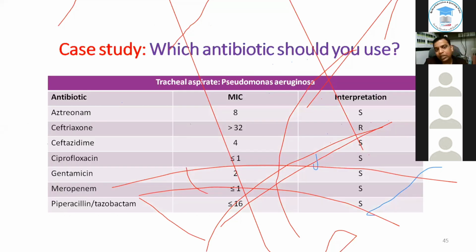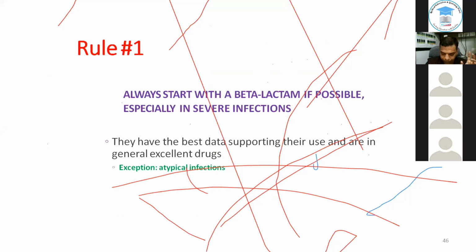Now, let's take another case study. For this Pseudomonas aeruginosa obtained from a tracheal aspirate, there might be many sensitive and resistant antibiotics. Now, which drug to choose? For this, let us see some rules. Rule number 1: always start with a beta-lactam if possible, especially in severe infections, because they have the best data supporting their use and are generally excellent drugs, except in atypical infections.